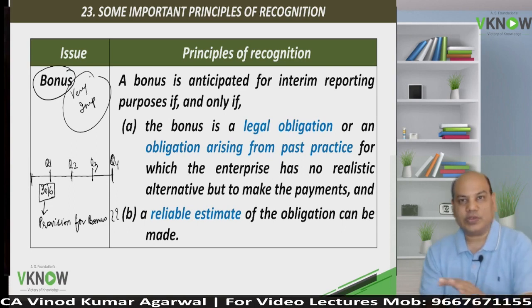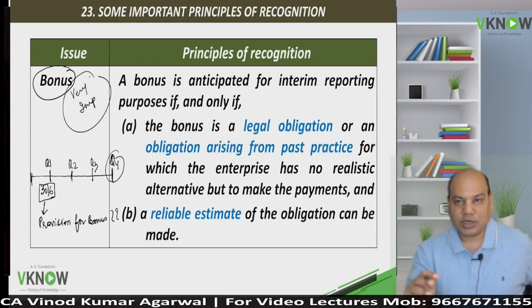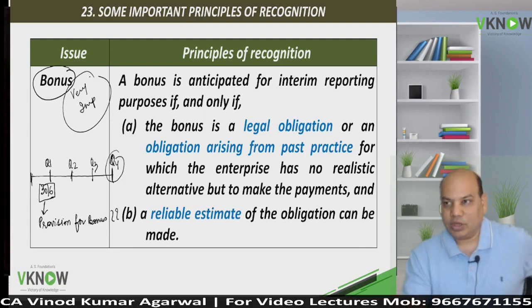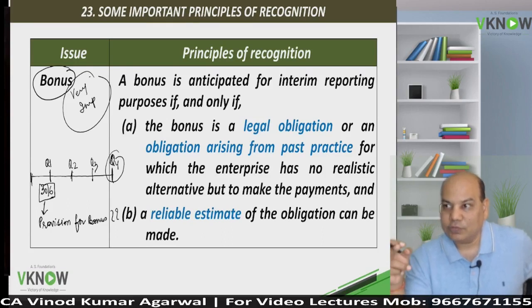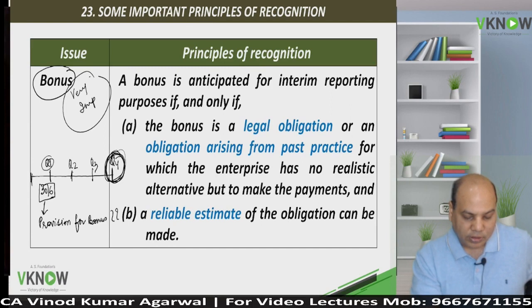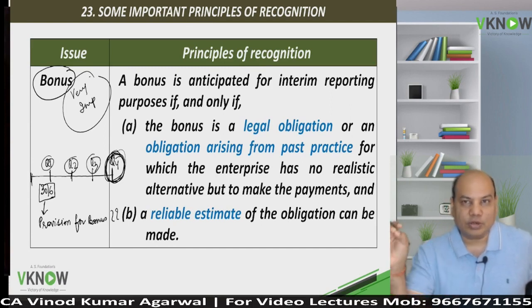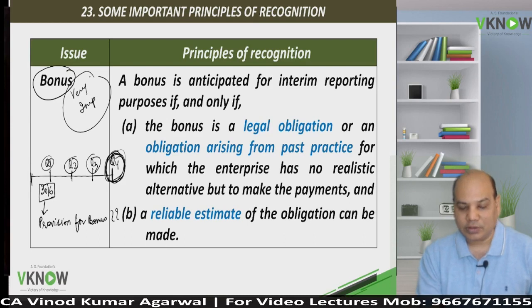Suppose you have told your sales employee that if you achieve the sales target at the end of the year, we have given a target of 500 quantity, then we will give you a bonus. But whether they will achieve or not will be known at the end of quarter 4. We are in quarter 1. Should we make provision for bonus payable at the end of the year in the earlier quarter? The answer is yes, if the following conditions are satisfied.